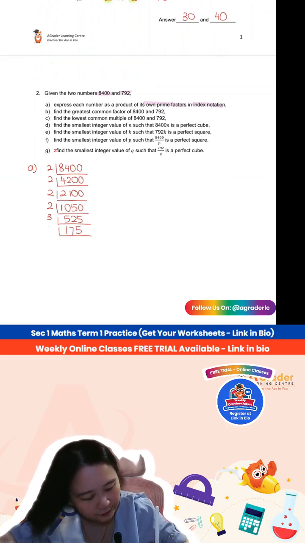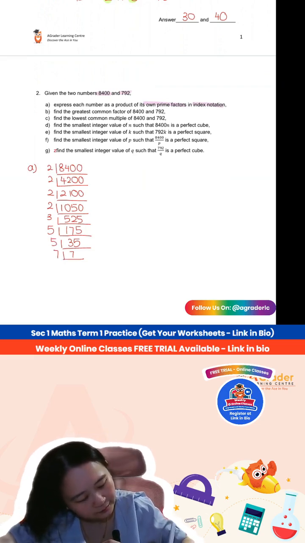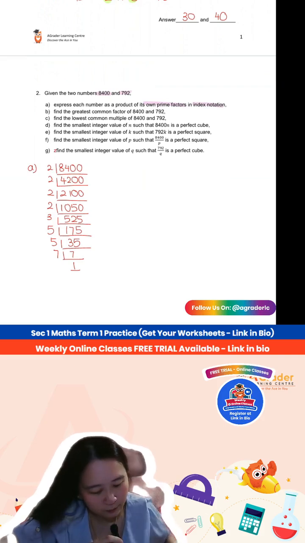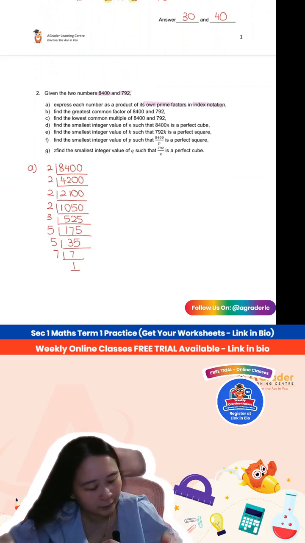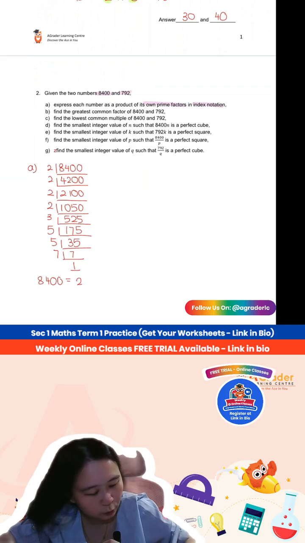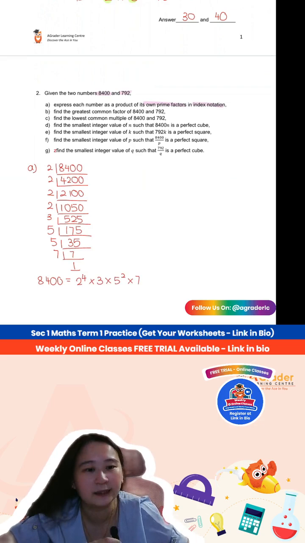The 175 can be divided by 5. We get 35. Then we can divide by 5 again. We get 7. Okay, until you get 1, then you stop. And then all the factors at the side will be the prime factors. So 8,400 equals 2 to the power of 4 times 3 times 5 squared times 7.